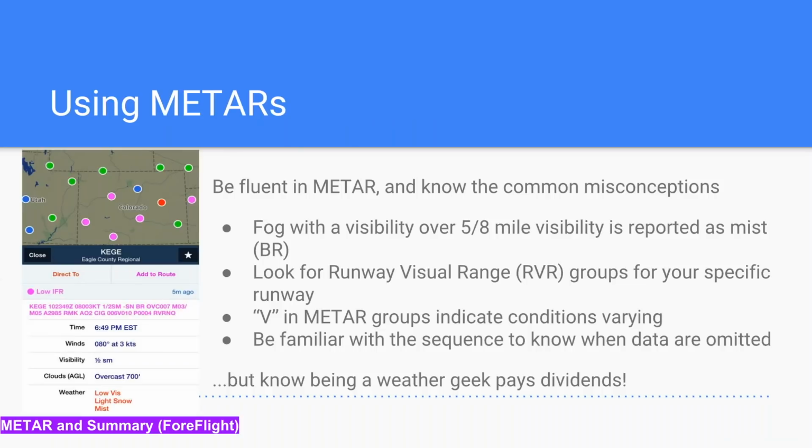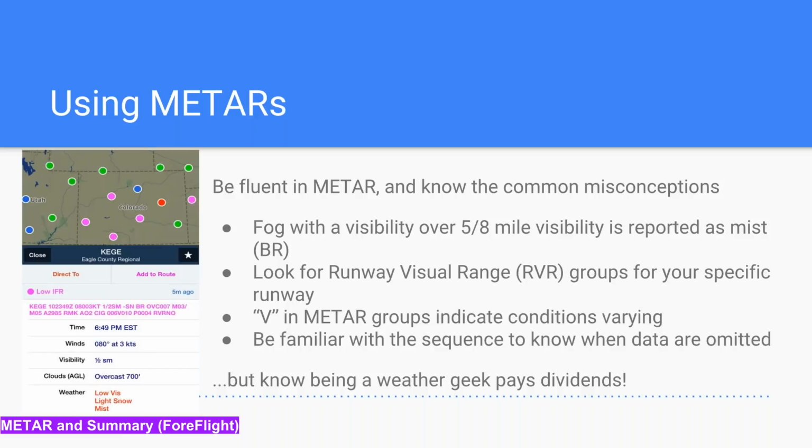Lastly, we'll touch on METARs here. I'm sure you're familiar with those if you're an experienced pilot. You should be fluent in how to speak and read METARs, but you should also know the common misconceptions. One trick that I learned from John a long time ago, fog with a visibility over 5/8 of a mile is reported as mist, or BR.